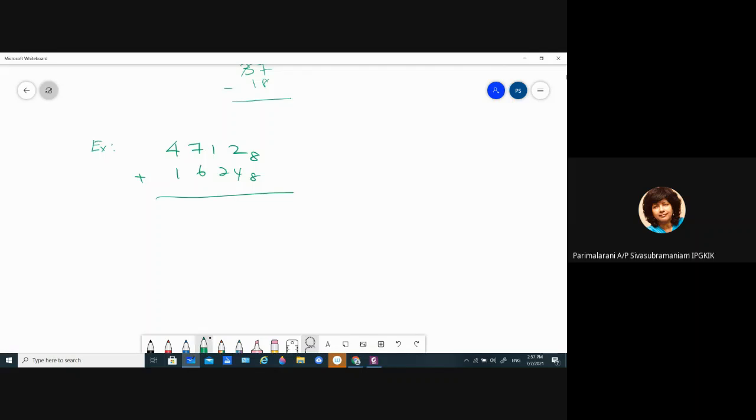So 2 plus 4 is 6. 6 is less than 8, no problem, we write it here. 1 plus 2 is 3. 7 plus 6 is 13. That's more than 8, so we need to regroup. 13 is 8 plus 5, so we have one group of 8. We carry up one group of 8, remainder 5. So here we have 4, 5, 6.